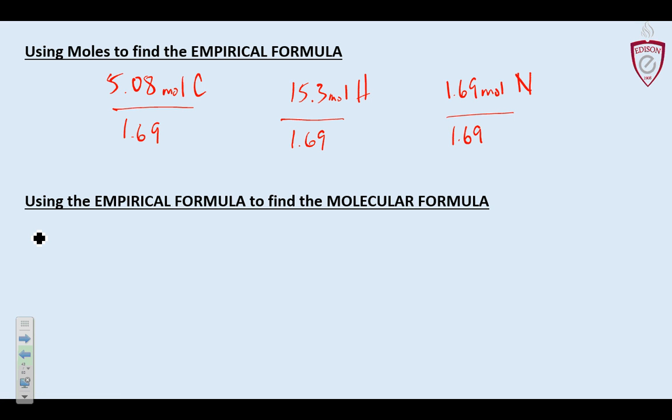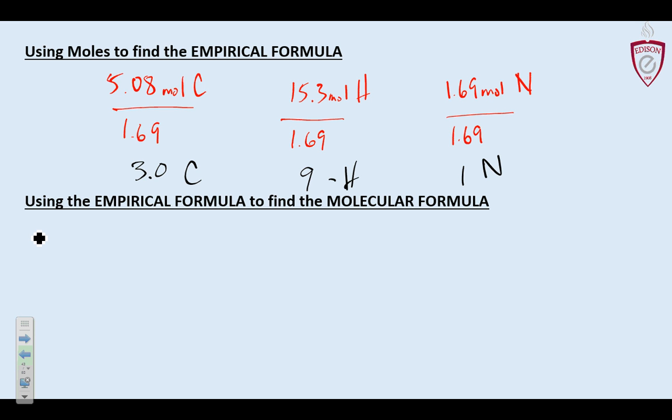So let's see. Let me help you with the calculator here. That first quantity, carbon, 3.005. 3.0. Great. 15.3 divided by 1.69, 9.053. 9. And nitrogen, 1. So beautiful.